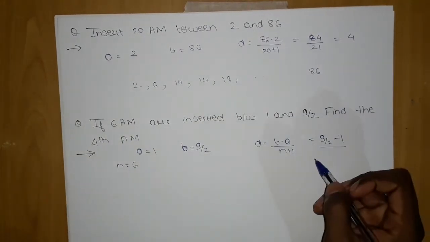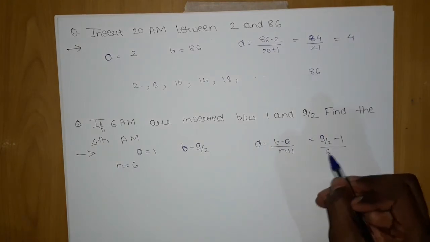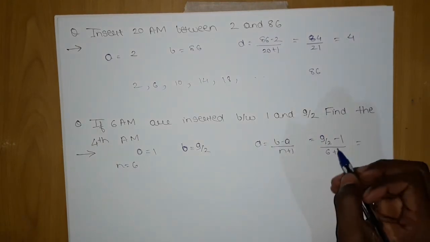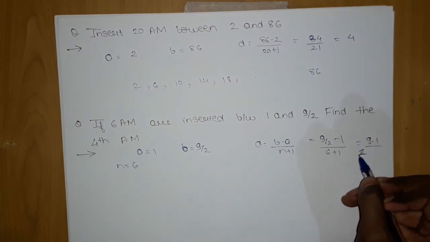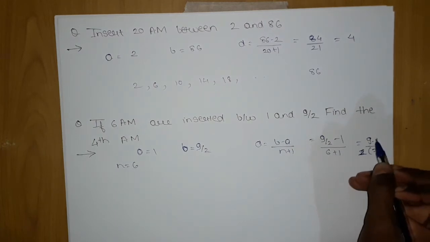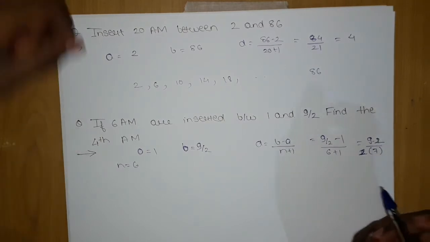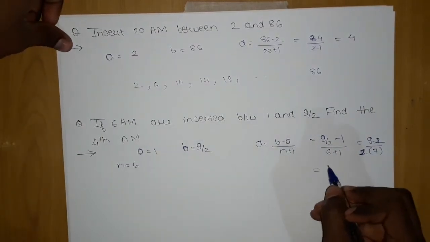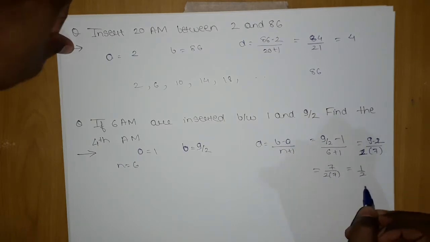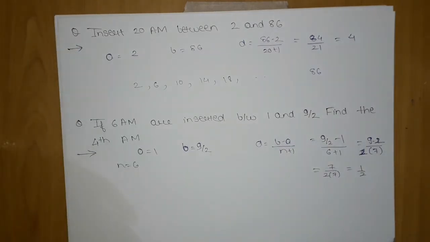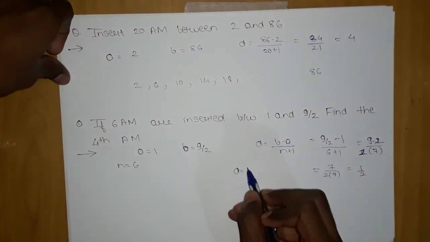The number of insertions of AMs is 6, so 6 plus 1. Now it is 9 minus 2 upon 2, which is 7 upon 2 upon 7, which is nothing but 1/2. So we got 1/2 as our D. So D is 1/2.